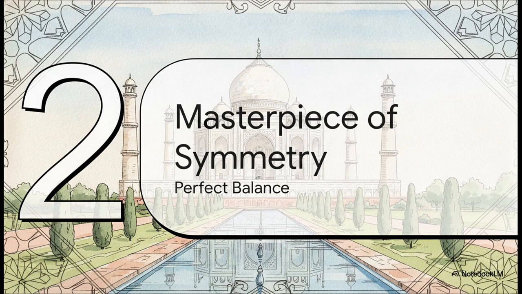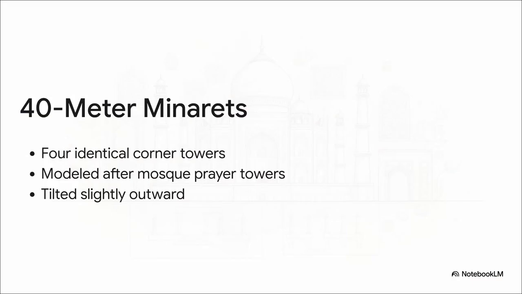Moving right along to Section 2, a masterpiece of symmetry. As you approach the main structure, you immediately notice these 4 massive minarets anchoring the corners of the base. They stand 40 meters tall, modeled exactly like traditional mosque call to prayer towers. But here's a really wild, surprising fact. They aren't actually straight. They lean slightly outward.